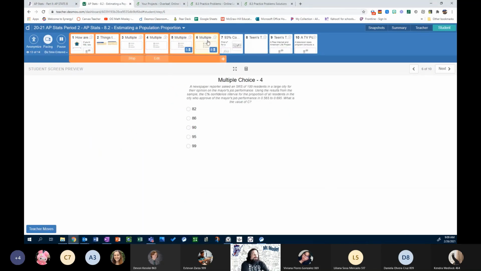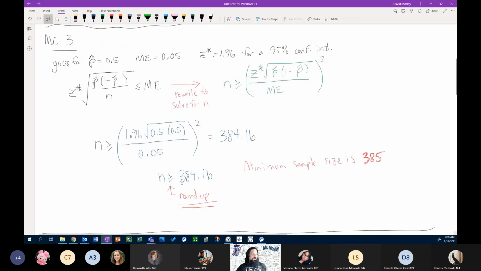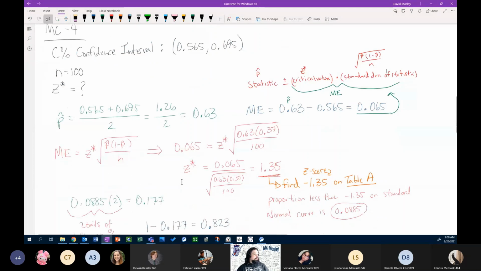Multiple choice 4. All right. The correct value of C is 82. The confidence interval we found, from 0.565 to 0.695, is the 82% confidence interval. Here we have the work for this one. Once again, I'm starting my work by listing what I have and what I'm looking for. I have a C% confidence interval, with the interval 0.565 to 0.695.